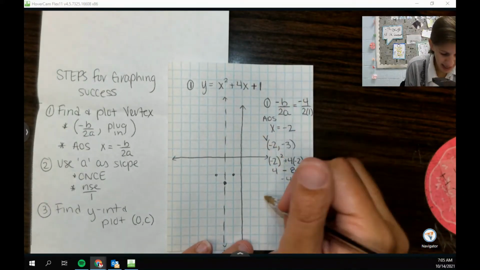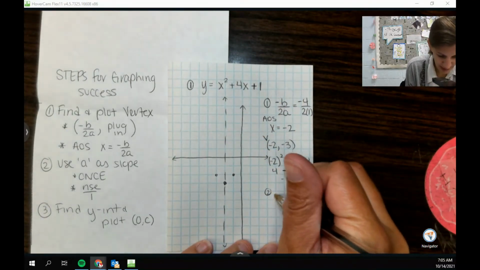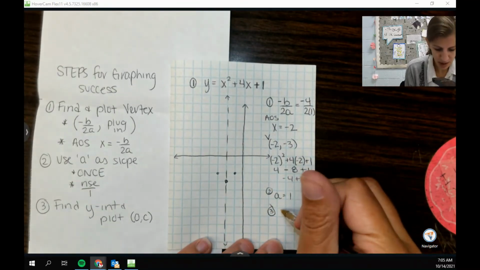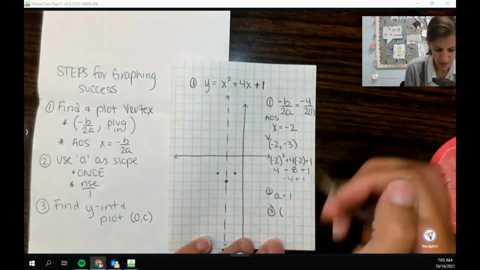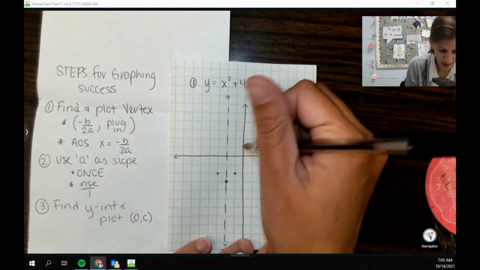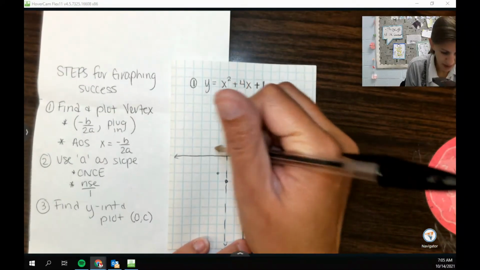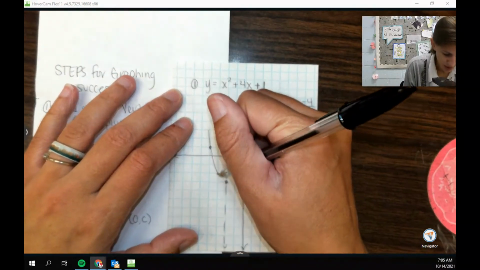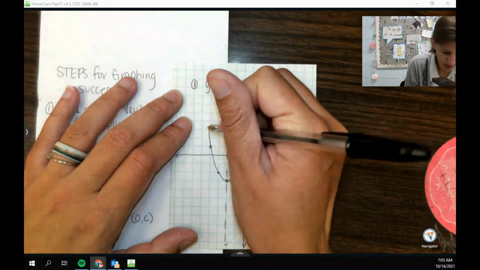And then so second thing we did was A is slope once. And then third thing we can do is find and plot our y-intercept. So that'll be 0, 1. And we can flip that over, put it on the other side. Super cute parabola.